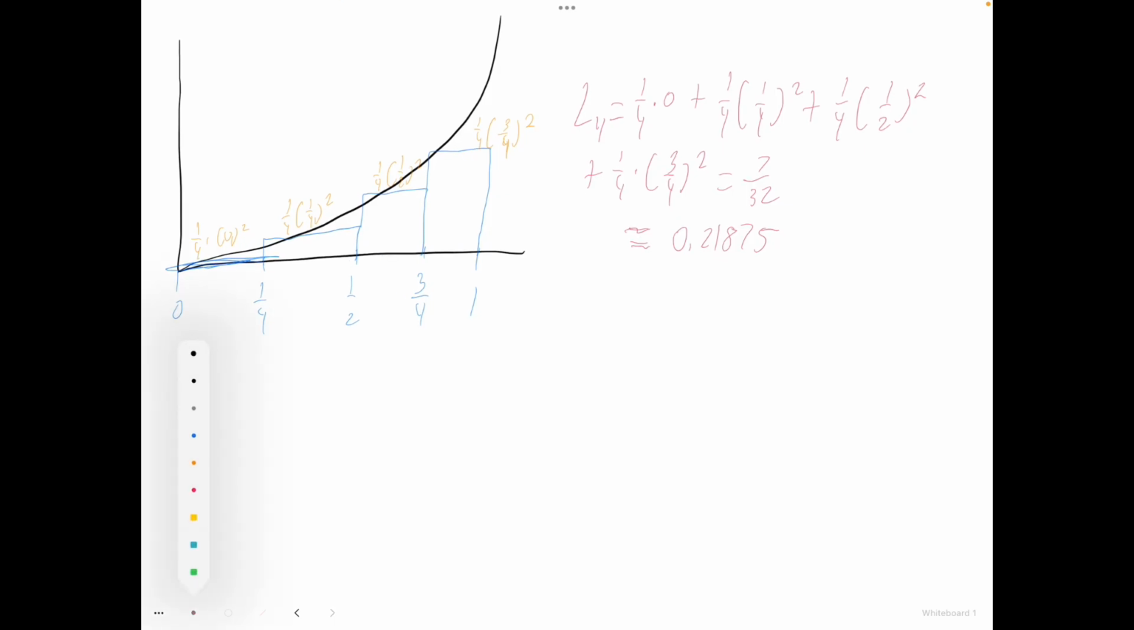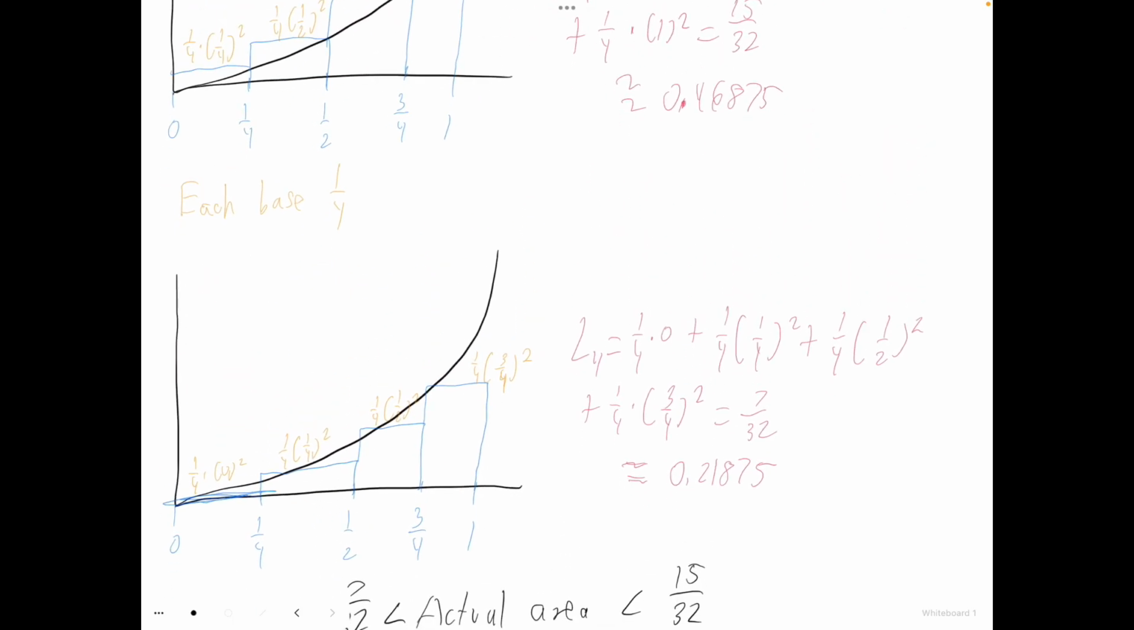And so the actual area is between 15/32 and 7/32. Which gives us a better idea than we had before. We know it's somewhere between 0.21875 and 0.46875, which is more information than we had before.